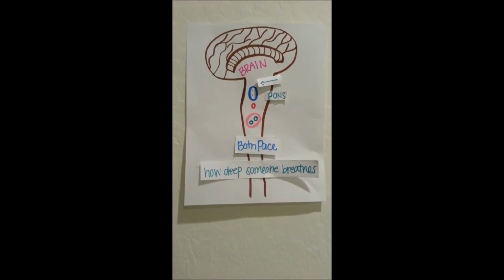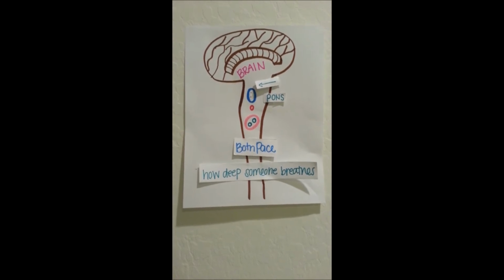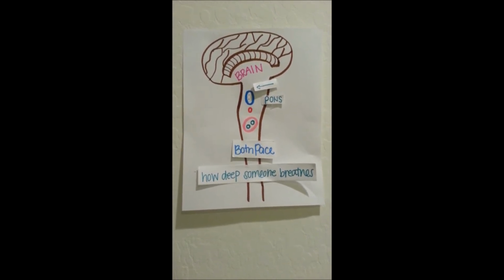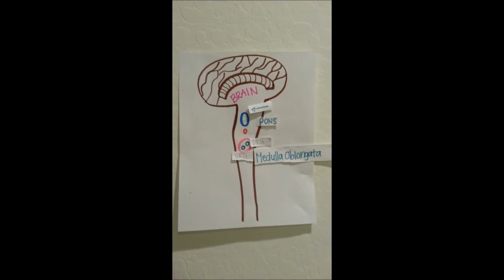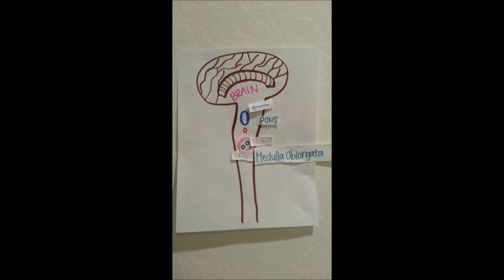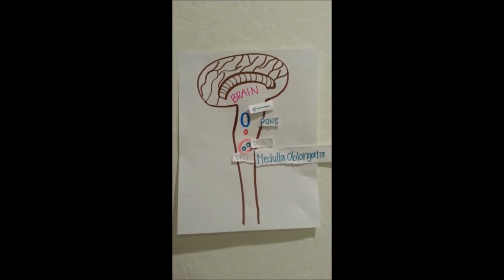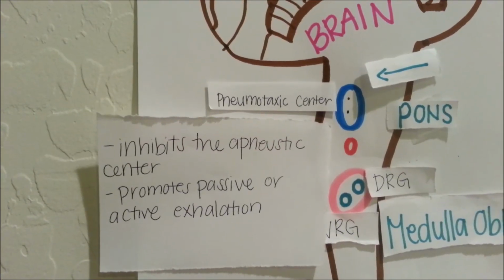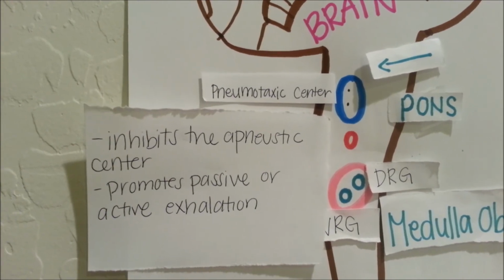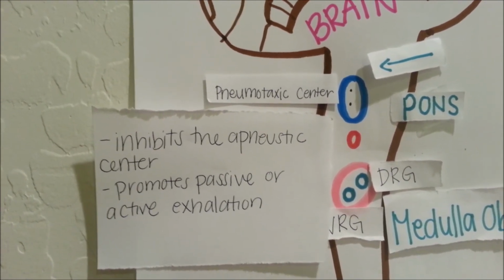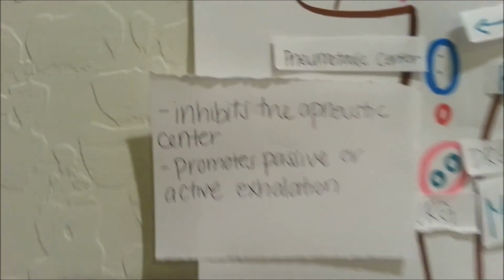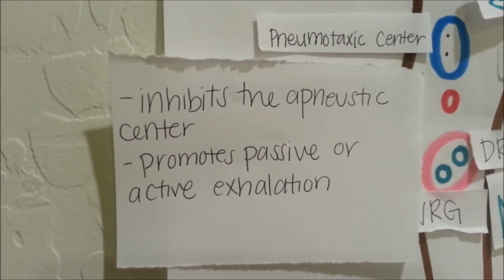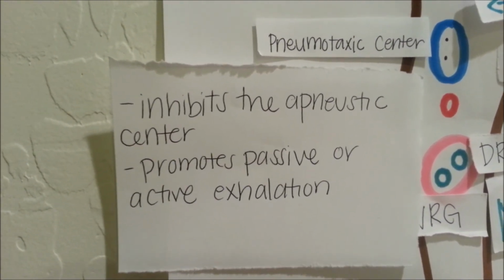The respiratory center of the pons modifies the pace and depth of respiration. The pons is able to do this by adjusting the output of DRG and VRG in the medulla oblongata. There are two centers within the pons. The first center is the pneumotaxic center. It inhibits the apneusic center and promotes passive or active exhalation.